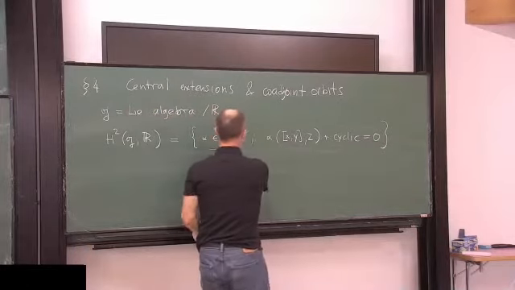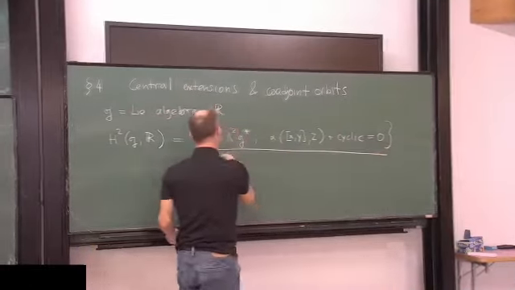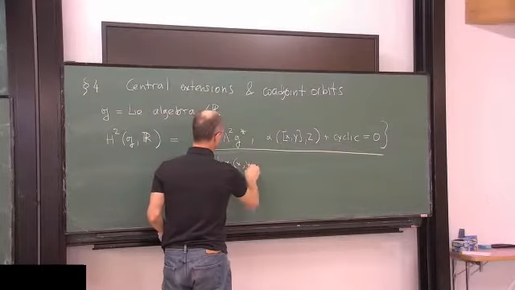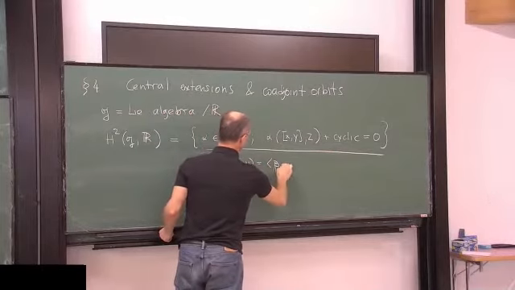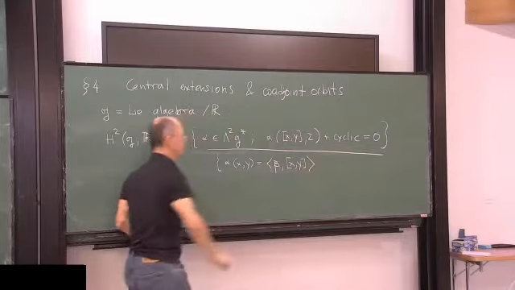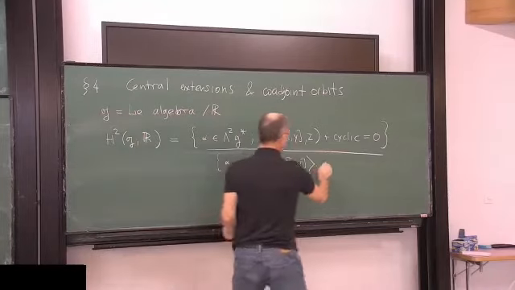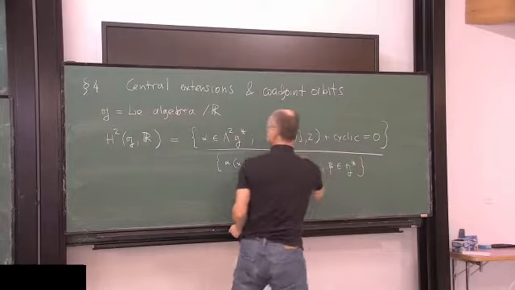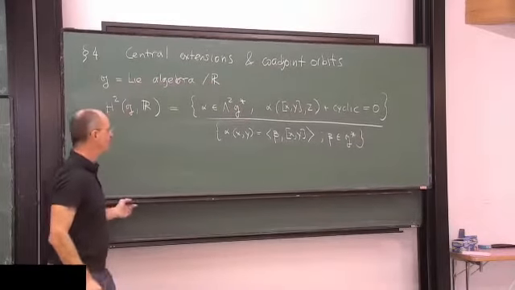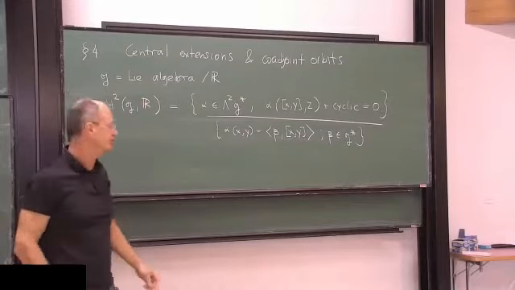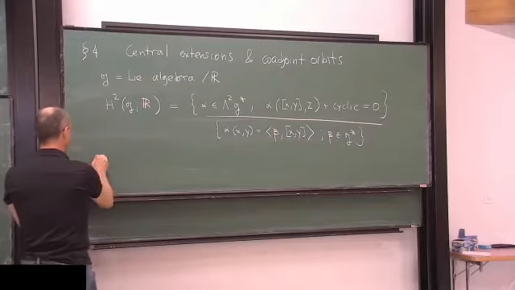Now, in the definition of cohomology, you should divide by coboundaries. And coboundaries look as follows. So alpha of x, y is equal to beta computed on the Lie bracket of x and y. And here beta is an element of g star. So suppose we have a 2-cocycle alpha on the Lie algebra.